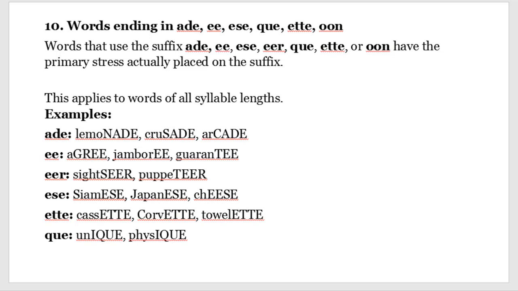1. ade, lemonade, crusade, arcade. 2. ee, agree, jamboree, guarantee. 3. eer, sightseer, puppeteer. 4. ese, Siamese, Japanese, cheese. 5. ette, cassette, Corvette. 6. que, unique, physique.